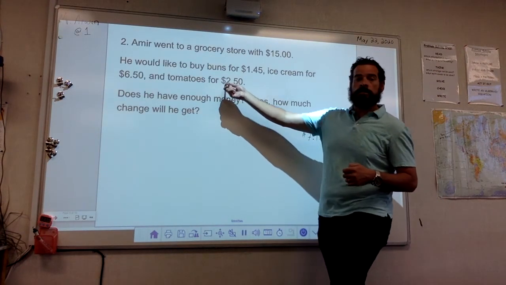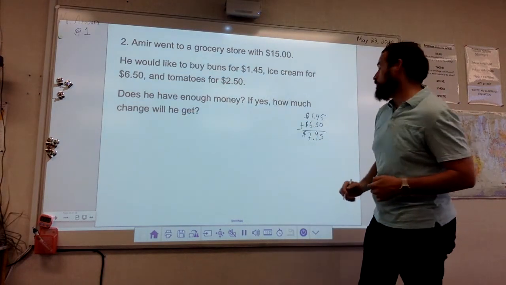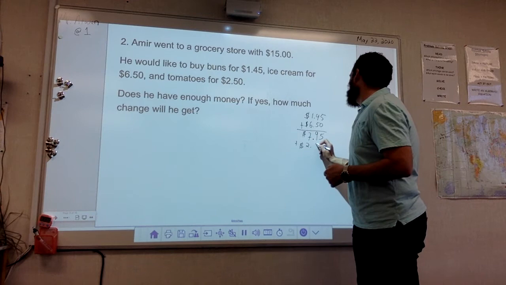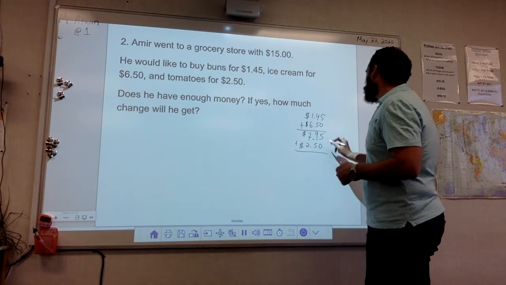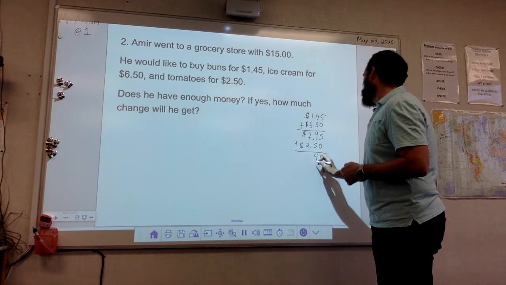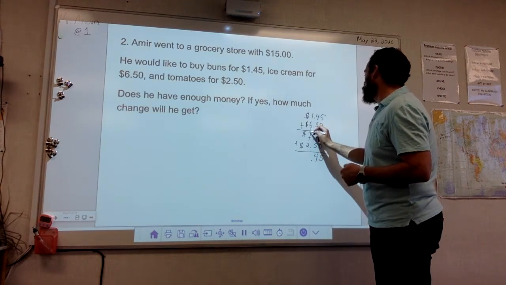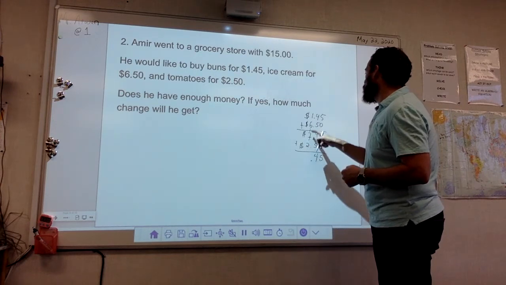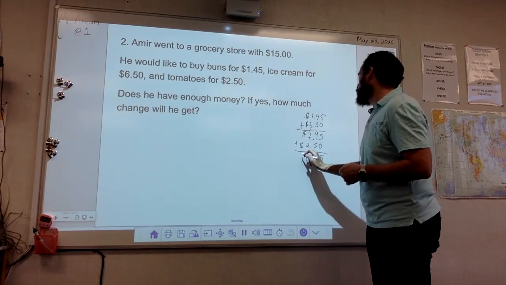I still have to add the tomatoes for $2.50. So I'll add those here. 2.50. 5 plus 0 is 5. 9 plus 5 is 14. Decimal point. Add a 1 up there. 7 plus 2 is 9. 9 plus 1 is 10. So our answer is $10.45.